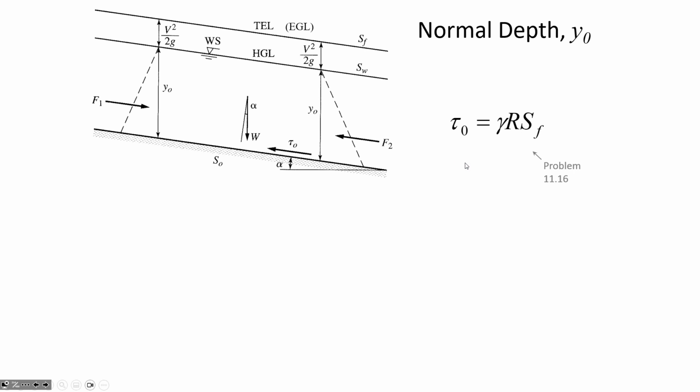In the next assignment, one of the homework problems is going to ask you to use this shear stress expression. And the shear stress is based on the slope of the energy grade line. But when you've got steady uniform flow, the slope of the energy grade line is the same as the slope of the channel. So you can just use the slope of the channel on that problem, assuming it's steady uniform flow.